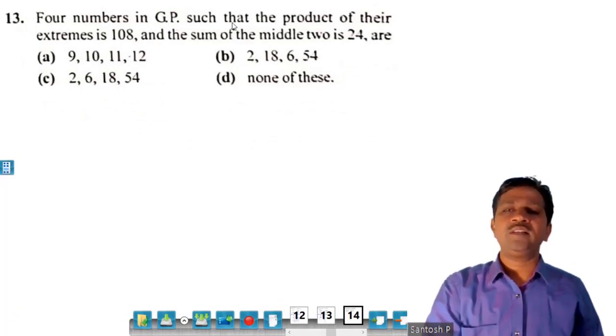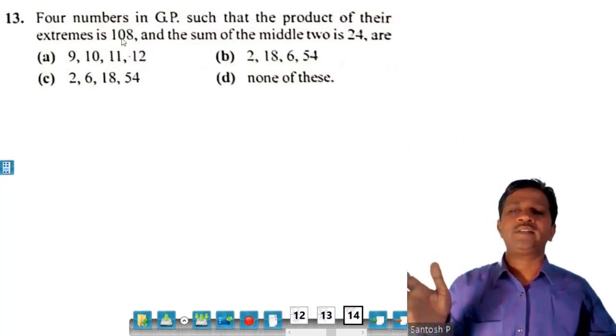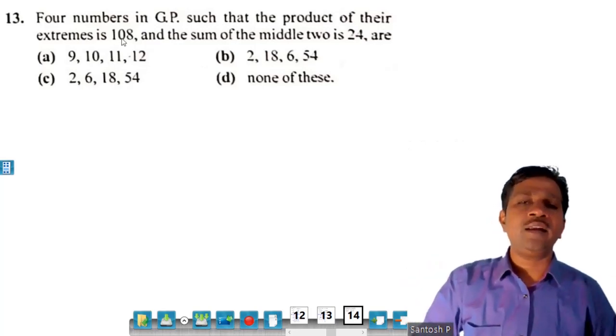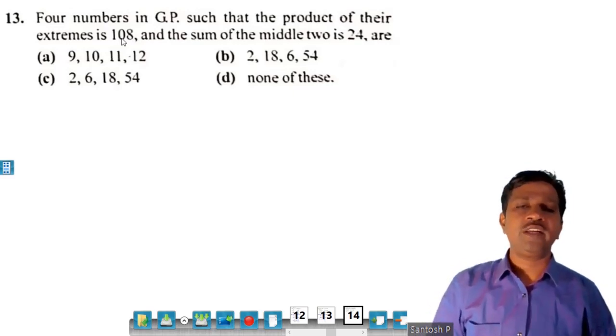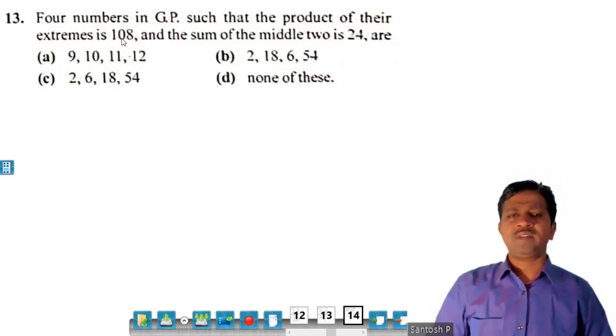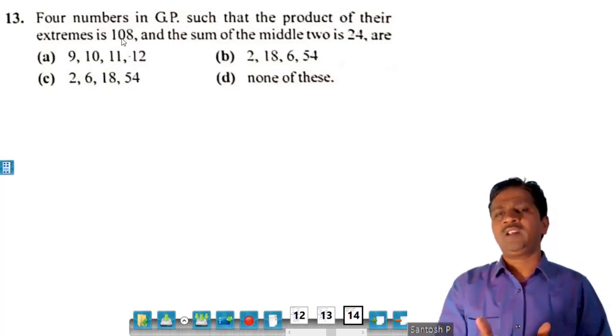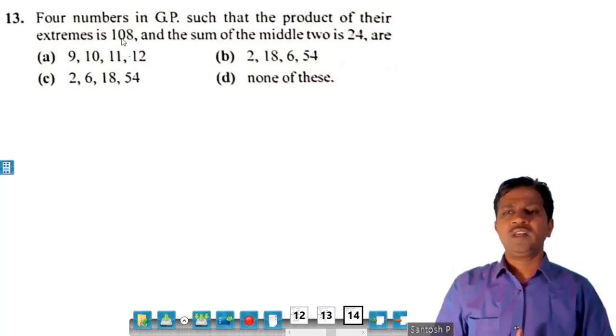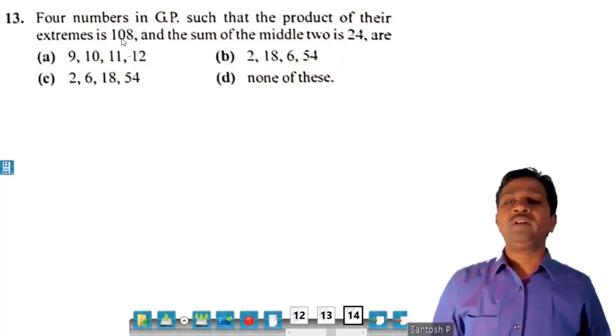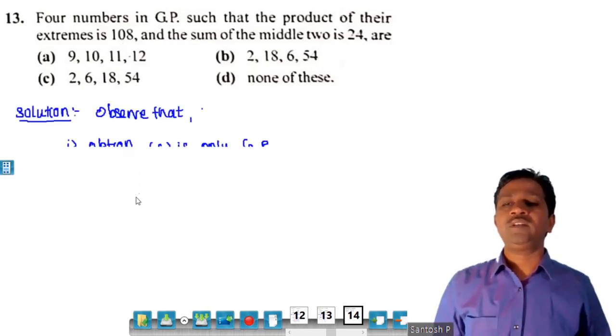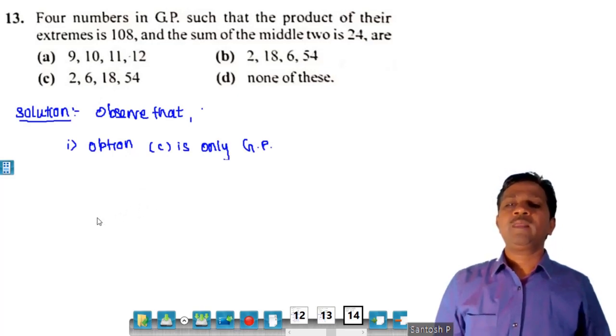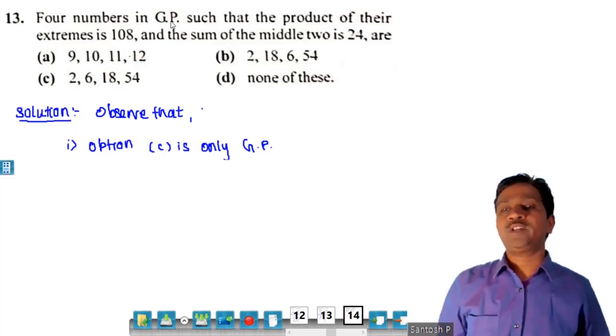Four numbers are in GP such that the product of their extremes, meaning the endpoints, is 108 and the sum of the middle two terms is 24. Such types of problems can be solved by using the reverse method. You can look at the options and check which of them satisfy the given conditions. So let us solve this by using the reverse method. You can find that only option C is a GP. Four numbers are in GP, so the numbers must be in GP.